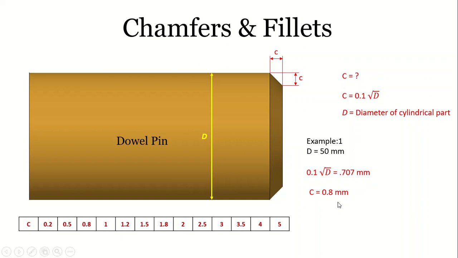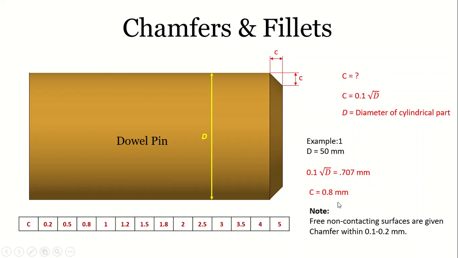Now one note: if the surfaces are non-contacting surfaces, then you might need to give a chamfer of 0.1 to 0.2 mm. For non-contacting surfaces, you may not need to specify the chamfer dimension specifically. The best option is to put a note which says remove all sharp edges. So that is what it means.